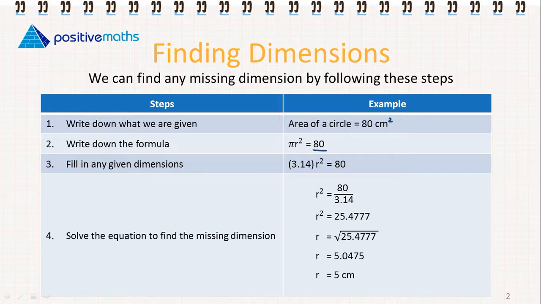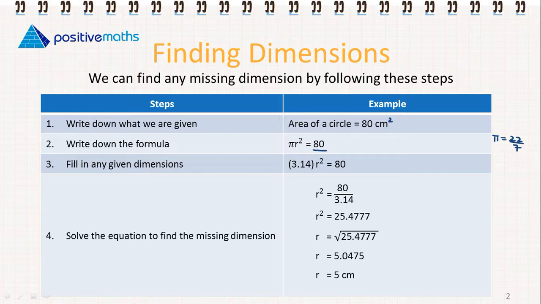Step number 3, we fill in any given dimensions. So we always know that pi is 3.14 or 3.142, or sometimes they can help us to use pi is equal to 22/7. We are looking for the radius, and we have the area. Now, after this, it's really just algebra. We're solving for r. So we solve the equation to find the missing dimension.